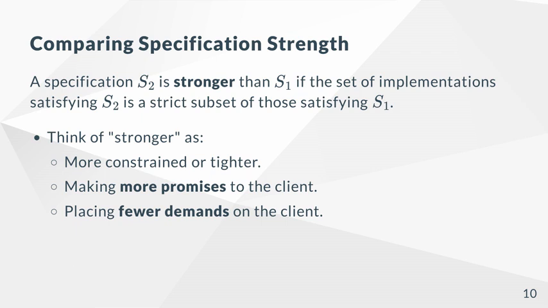We say spec S2 is stronger than S1 if the set of implementations that satisfy S2 is a strict subset of those that satisfy S1. If you imagine a Venn diagram of all possible functions, a stronger spec defines a smaller, more constrained region. It makes more promises to the client and places fewer demands on them.